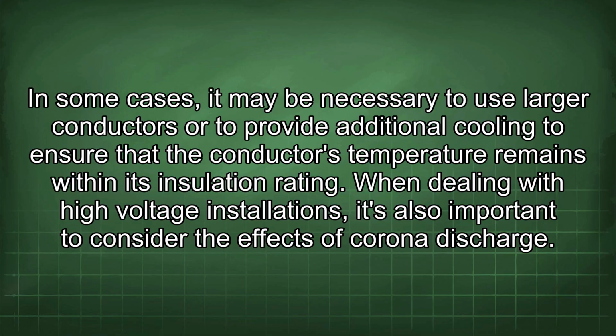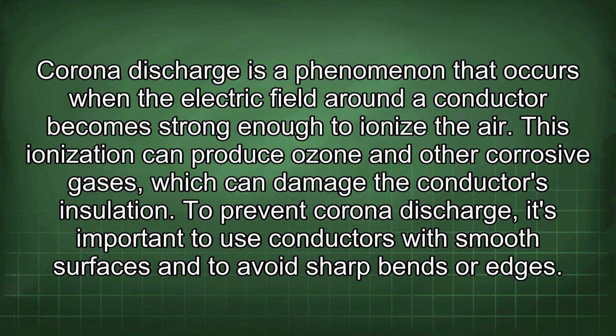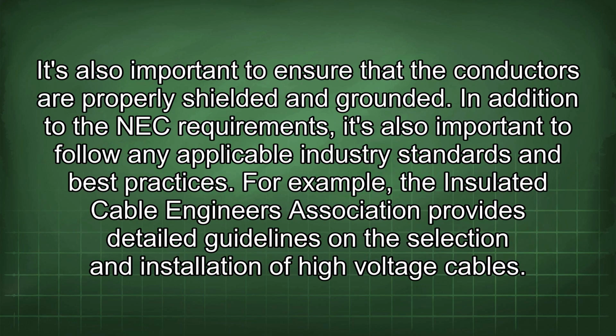When dealing with high-voltage installations, it's also important to consider the effects of corona discharge. Corona discharge is a phenomenon that occurs when the electric field around a conductor becomes strong enough to ionize the air. This ionization can produce ozone and other corrosive gases, which can damage the conductor's insulation. To prevent corona discharge, it's important to use conductors with smooth surfaces and to avoid sharp bends or edges. It's also important to ensure that the conductors are properly shielded and grounded.